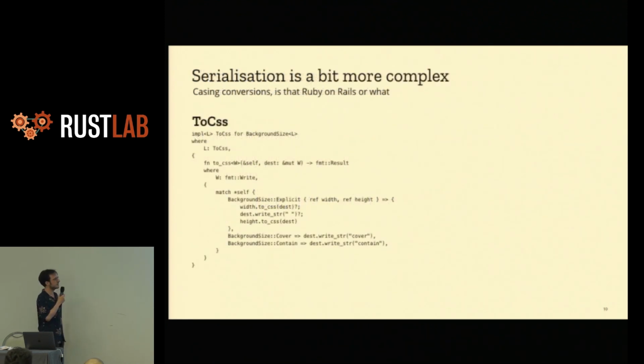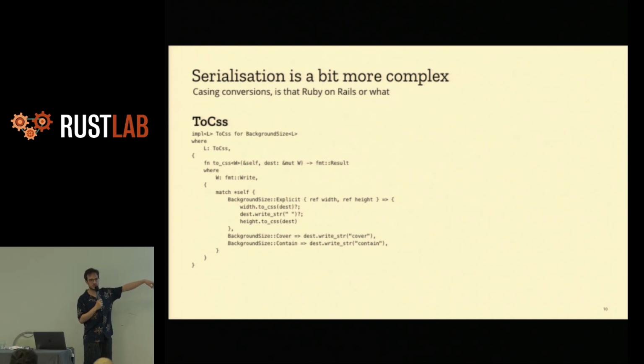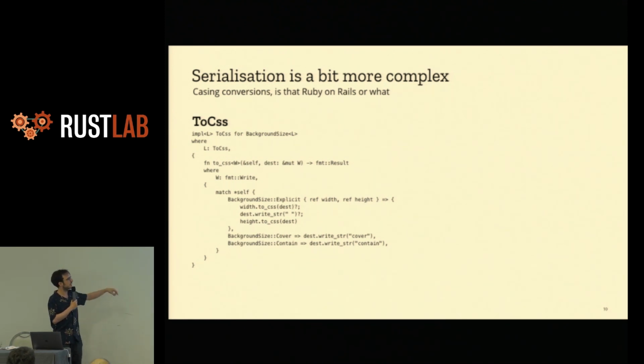Now, serialization is a bit more complex. You have things like separating fields by a space, like in your background property when you say image, a space, another image, etc. And you have things like keywords that were not an issue in the previous trait that I showed. So as an example, this is the background size property, which is being serialized. Again, you match on the enum, you write the width, you write the space, you write the height, or you write a keyword.